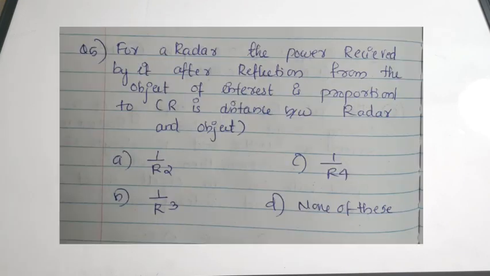For a radar, the power received by it after reflection from the object of interest is proportional to, in bracket is given, R is the distance between radar and the object, that is the range. The question is asking a relation between the power received by the radar after reflection. So what is the relation between received power and range? That is the simple meaning of the question.